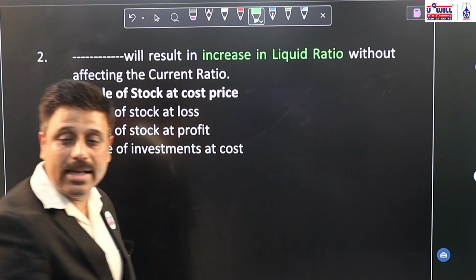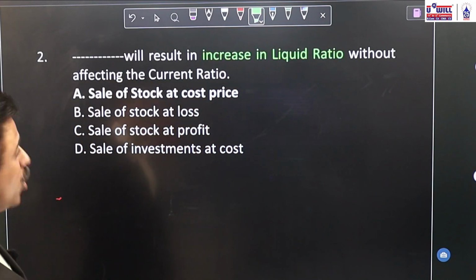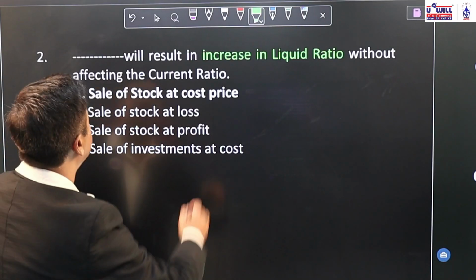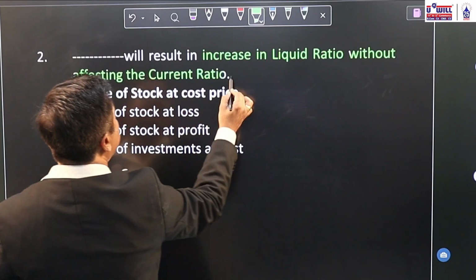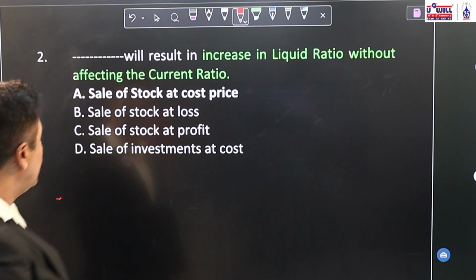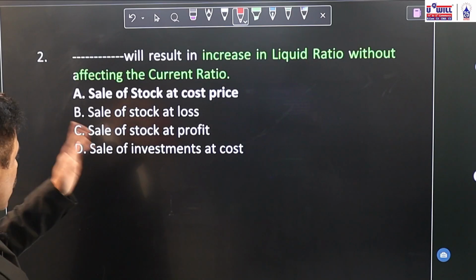Dash will result in increase in liquid ratio without affecting the current ratio. Without affecting the current ratio means liquid ratio will increase but current ratio will remain the same. Now let's see one by one. Sale of stock at cost price.